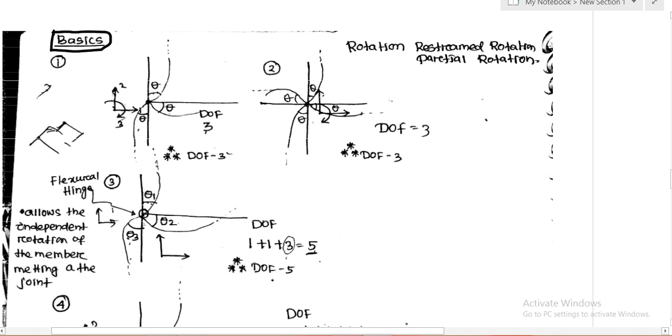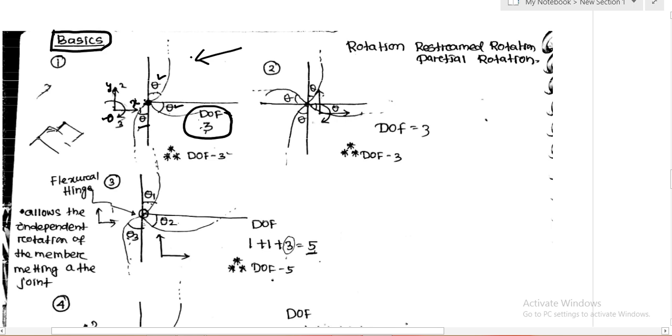You just concentrate here. Suppose this is a rigid joint. First I am talking about case 1, this one. This is a rigid joint. So in which ways does this rigid joint move? One in the x direction, one in the y direction, and one angular deformation. As it is a rigid joint, all members rotate by the same amount. So the degrees of freedom of this joint are x, y, and theta. The total degree of freedom of this rigid joint is 3.